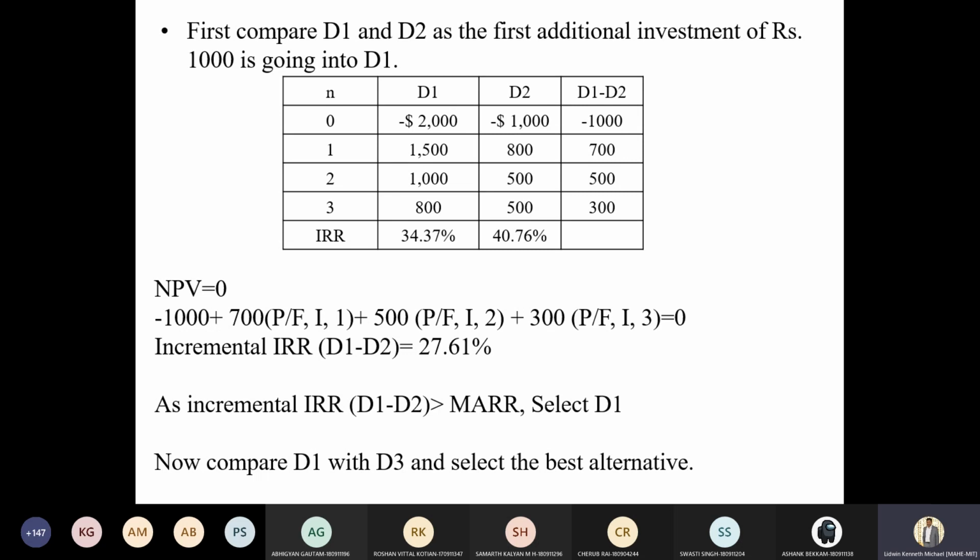So here when you're comparing it, you get a new set of cash flows. The cash flow is not shown here, but you have to draw the cash flow. And when you do NPV or NPW equal to 0, what you get over here is incremental IRR D1 minus D2 is 27.61%. So D1 minus D2 is greater than MARR now. So select D1, right? Select D1.